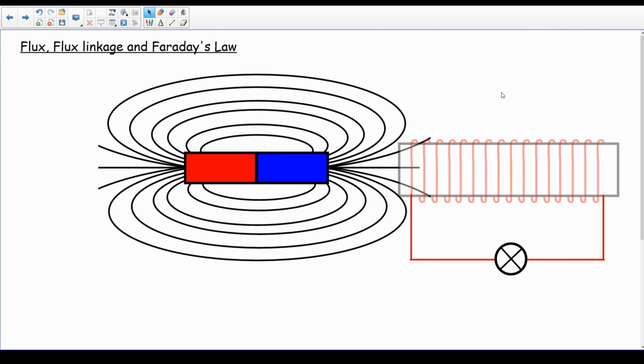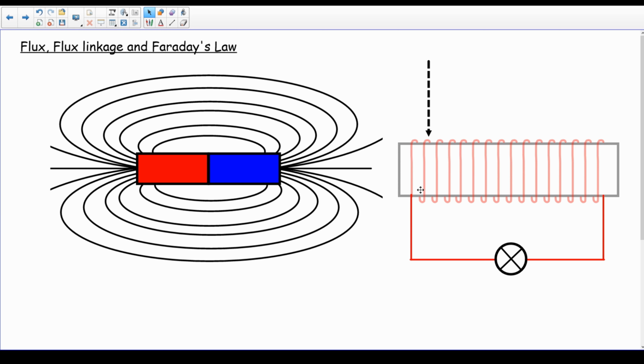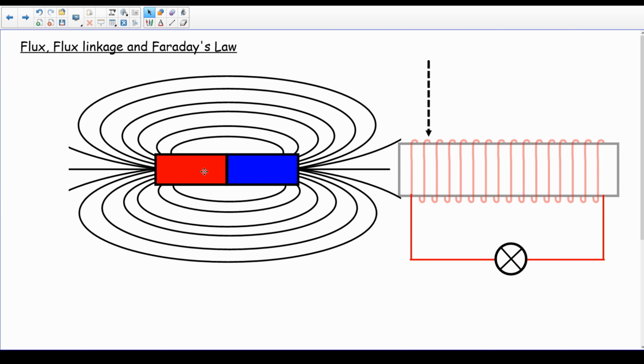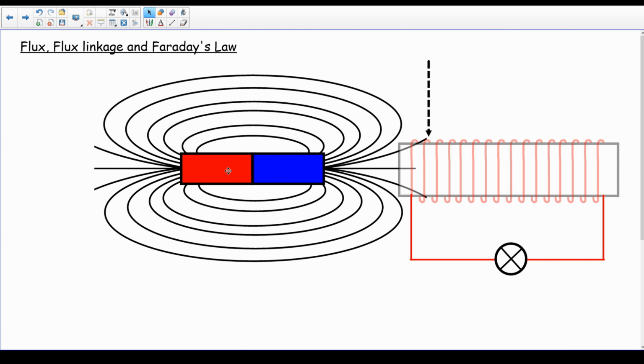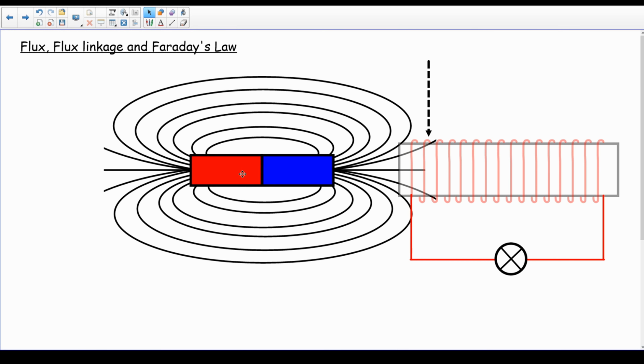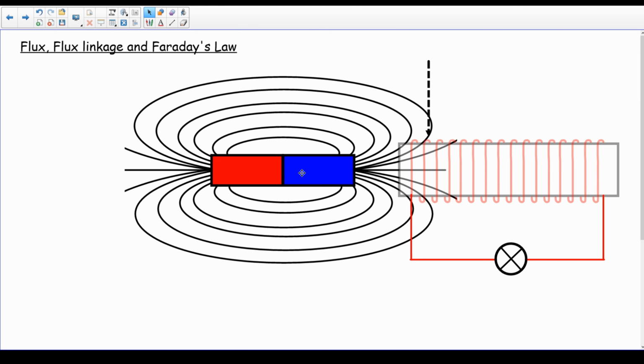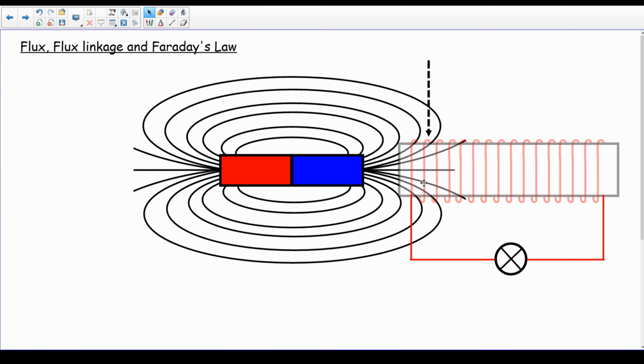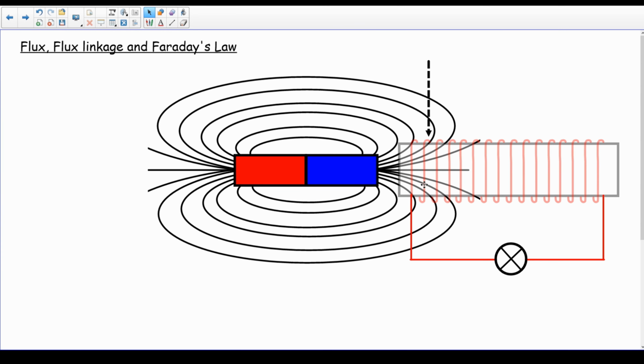So let's transparency that. As I travel through, let's watch this particular coil of wire. As my magnet approaches, there are no lines of flux in this little coil of wire. As we come in, suddenly a couple of lines of flux find their way in. There's 1, 2, 3 lines of flux are now inside this coil of wire. And then as we come a little bit closer, we get 1, 2, 3, 4, 5 lines of flux. And then we've got 1, 2, 3, 4, 5, 6, 7 lines of flux.